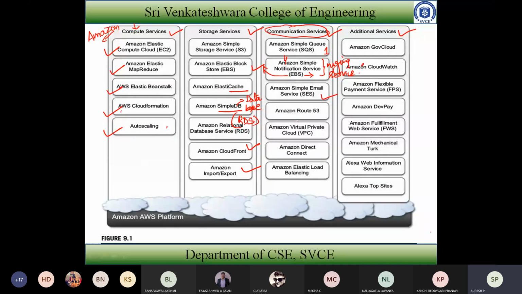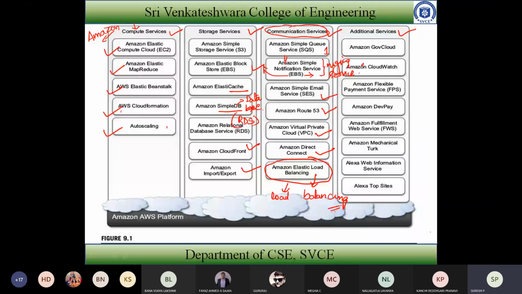It is also going to provide you Amazon Route 53. Next, the Amazon Virtual Private Cloud. Amazon Direct Connect is there, and Amazon Elastic Load Balancing is there. This will be the most important one when it comes to communication services, how to balance your load. I am telling you which are important and which ones you have to concentrate on more when you go to real time. My suggestion is that you go with what will fetch you a job, so that you read and go through it.